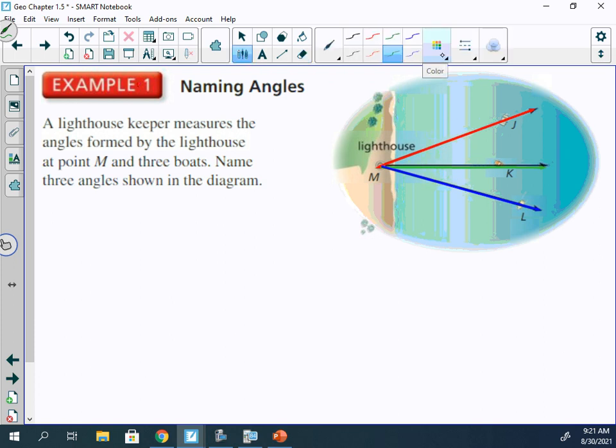So, since we can't use the vertex, can someone give me a name for the angle? So JML, JMK, LMK. Let's keep going.